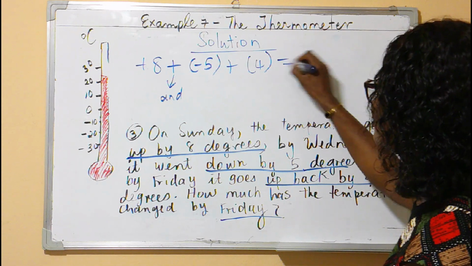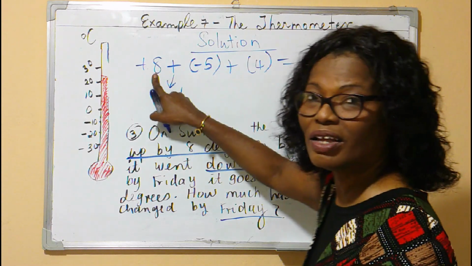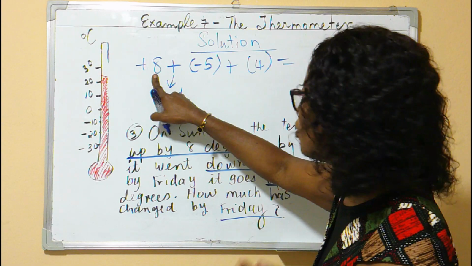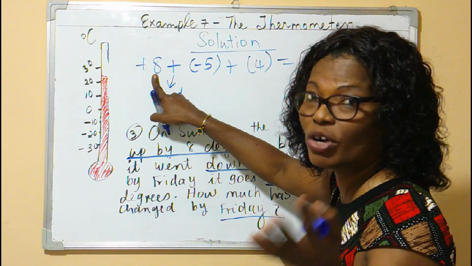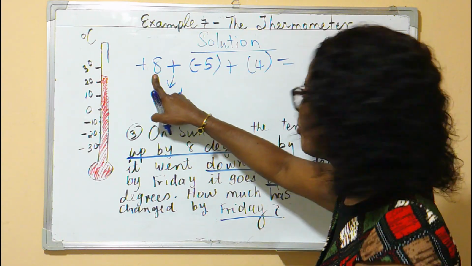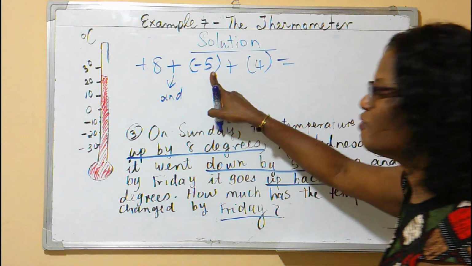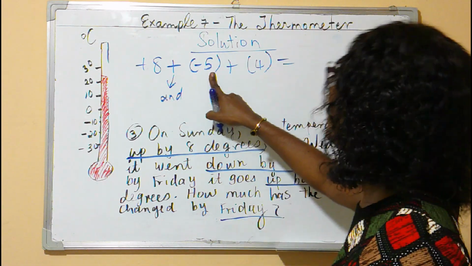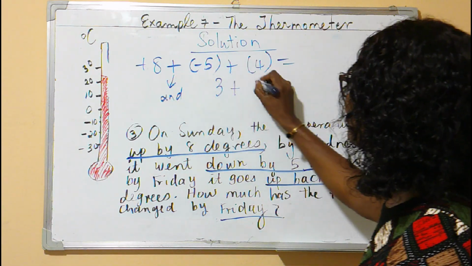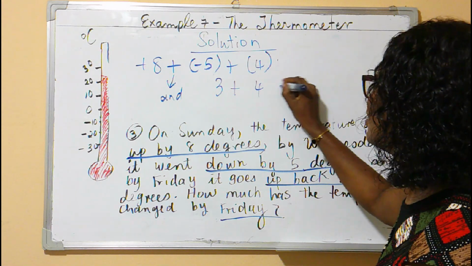Let's look at the answer now. We have $8, and I like to talk about money because it wastes so much time to be drawing up a number line for this. You agree? So 8 plus negative 5 is 3, and 3 plus 4 is 7.